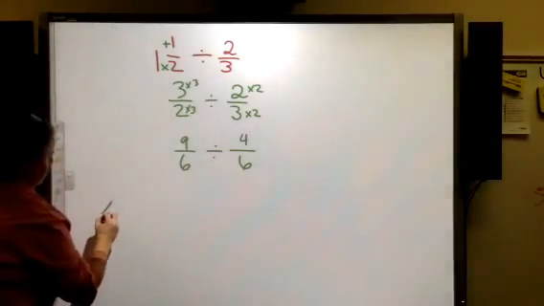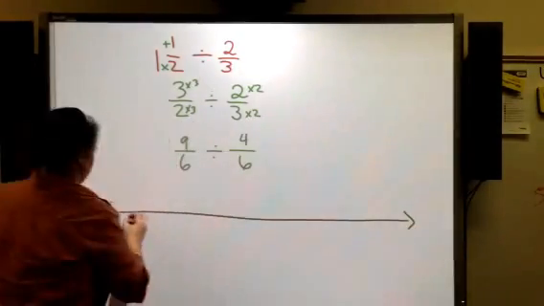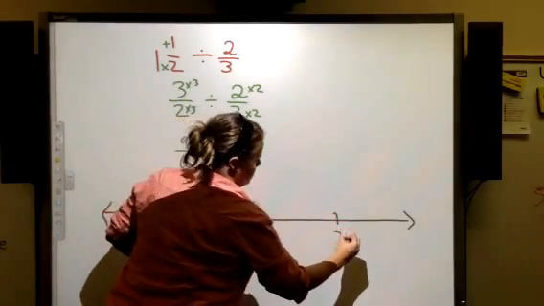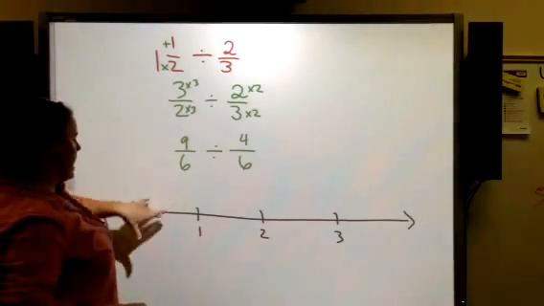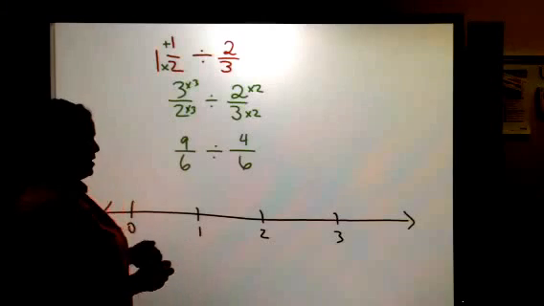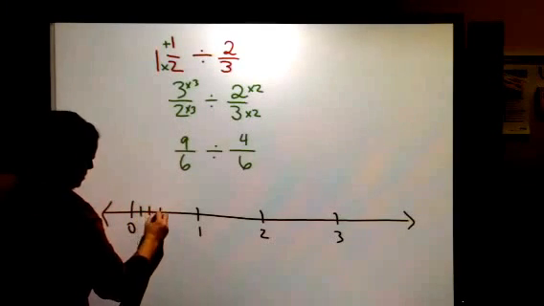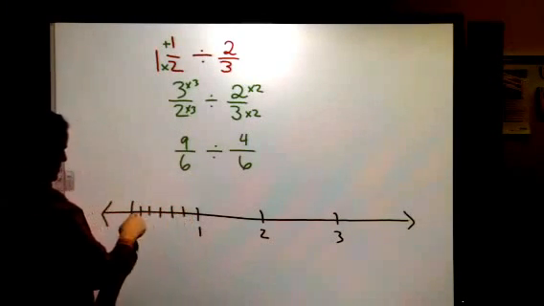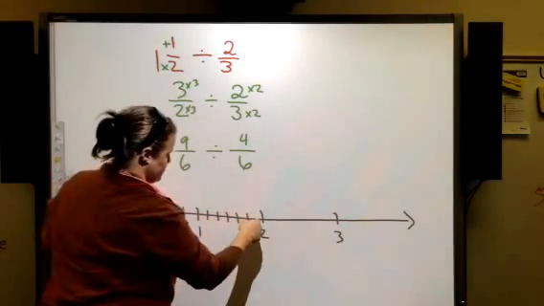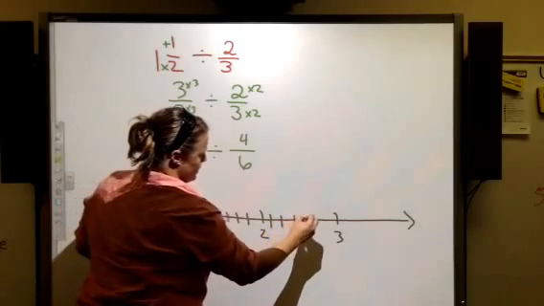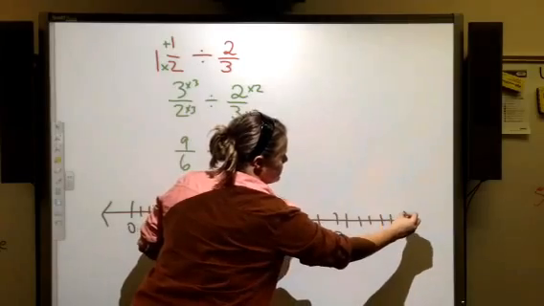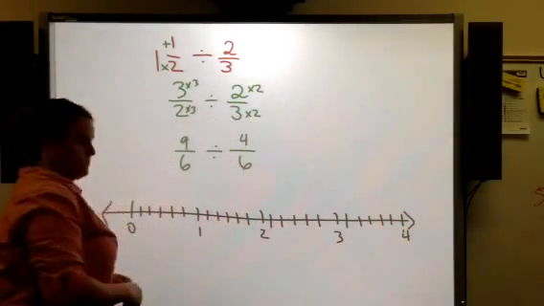Take my number line, 0, 1, 2, 3. And this time we're dividing our number line into 6, because that's what my denominator says to do, to divide it into 6 parts. So 1, 2, 3, 4, 5, 6, and the same for each whole. All right.